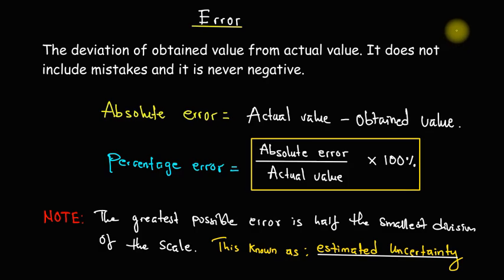In this video, we're going to be talking about error analysis. Error. What is error? Error is the deviation of the obtained value from the actual value. Now, it does not include mistakes, and error is never negative. So, absolute error is given by actual value minus the obtained value. So, even if the obtained value is larger than the actual value, we cannot get an absolute error that is negative.